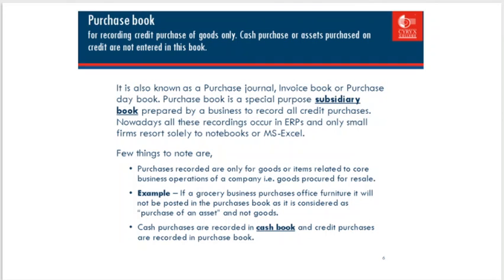Nowadays, all these recordings occur in apps, and only small firms resort solely to notebooks or MS Excel. A few things to note: purchases recorded are only for goods or items related to core business operations of a company, that is, goods procured for resale. For example, if a grocery business purchases office furniture, it will not be posted in the purchase book as it is considered a purchase of an asset and not goods. Cash purchases are recorded in the cash book and credit purchases are recorded in the purchase book.